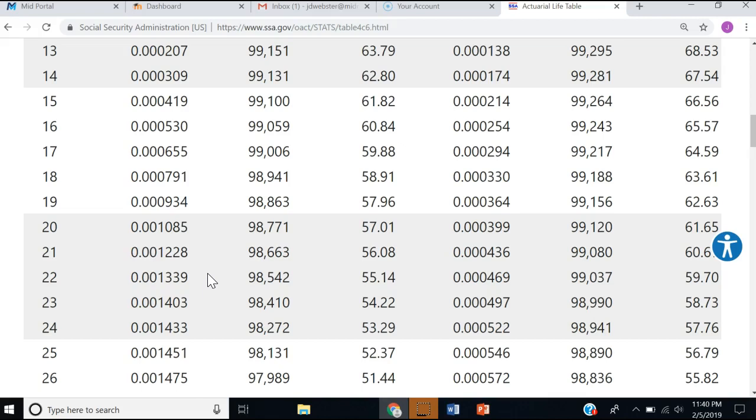So don't expect that this actual life table is really reflective of you if you are a 22-year-old male. All right. Or the same thing if you're a 22-year-old female. Don't assume that that number fits you perfectly. It's probably lower than that.